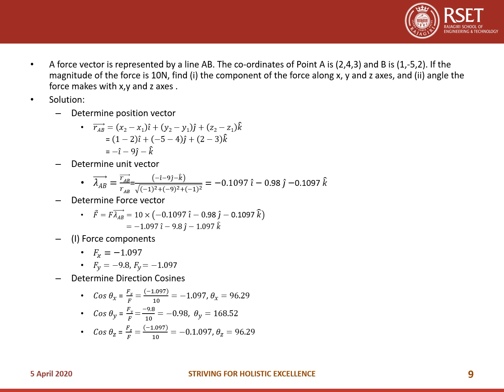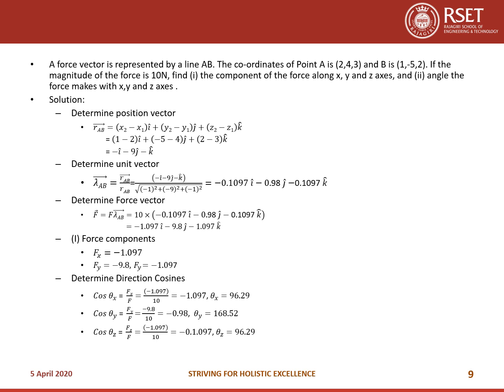Then you can determine the force vector. Just multiply with the magnitude of the force vector, which is 10. So this is the force vector. And so what are the components? Fx will be the i component, right? So that is minus 1.097. Fy is minus 9.8 and Fz is minus 1.097.